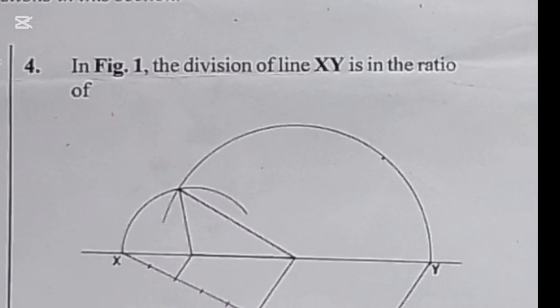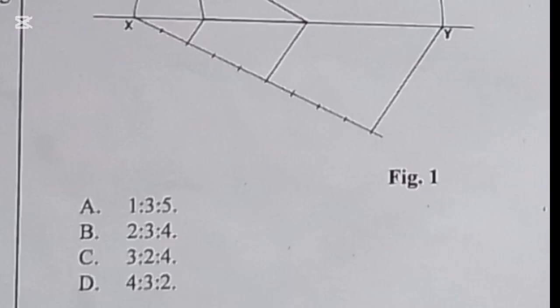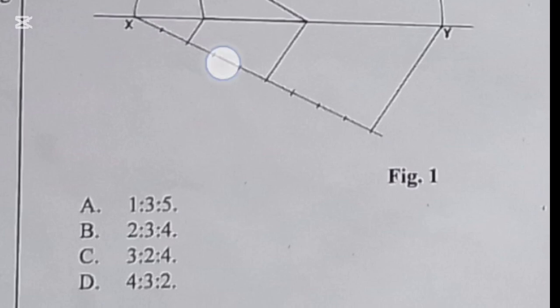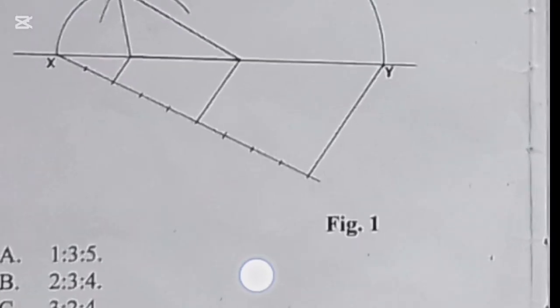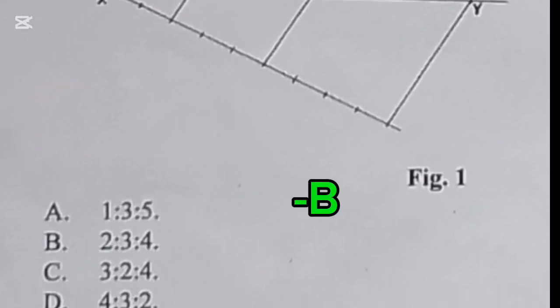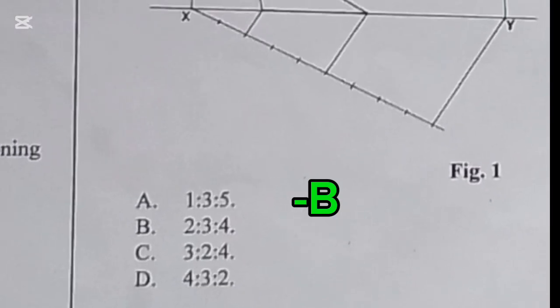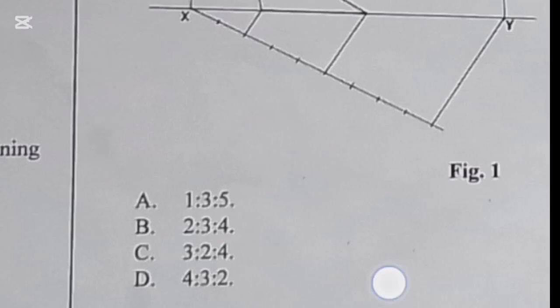Question 4. We are told that in figure 1, the division of XY, this X and Y, is in the ratio. Here you have 1, 2; 1, 2, 3. You have 1, 2, 3, and in the second portion there you have 1, 2, 3, 4. So the correct answer here is option B, 2:3 in ratio 4.